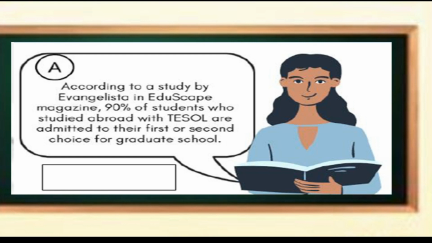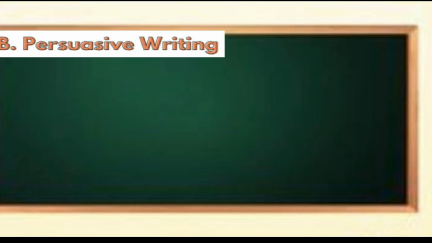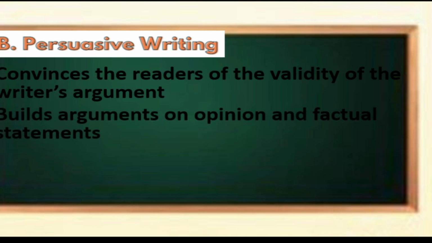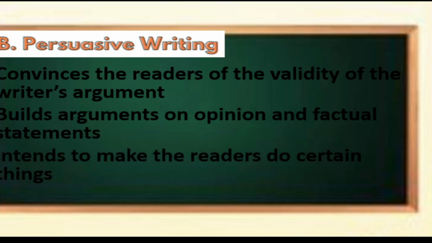Next we have persuasive writing. So how do we describe persuasive writing? It convinces the readers of the validity of the writer's argument. It builds arguments on opinion and factual statements. It intends to make the readers do certain things. And it presents arguments only about one topic.